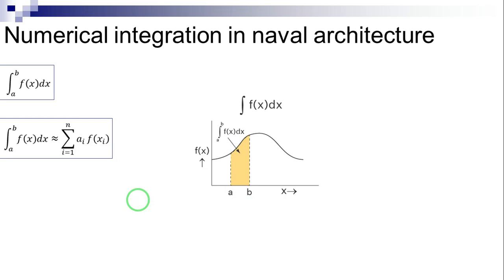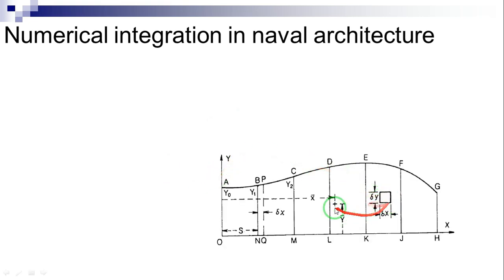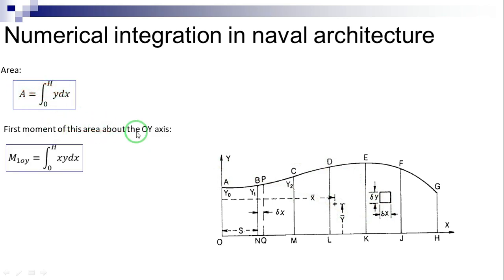The numerical solutions that are addressed here are based on geometric reasoning, considering the integral of f(x) from a to b as the area under the curve expressed by f(x) between x equals a and x equals b. For instance, consider this curve. The area under this curve can be approximated using this equation. The first moment of this area about the OY axis is given using this equation.